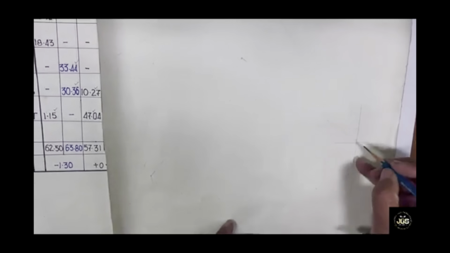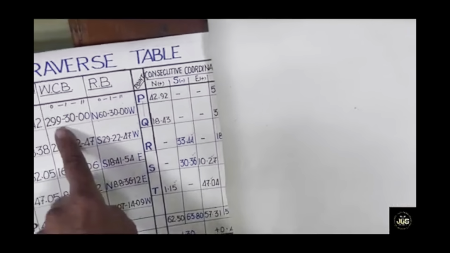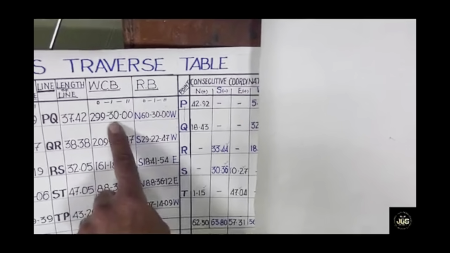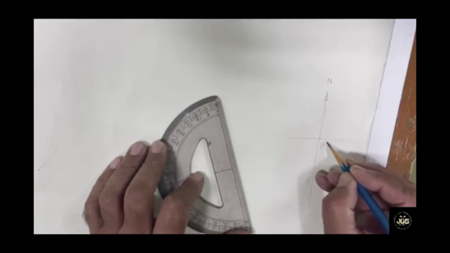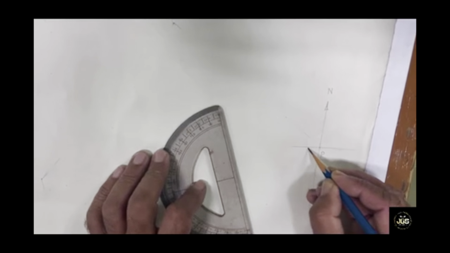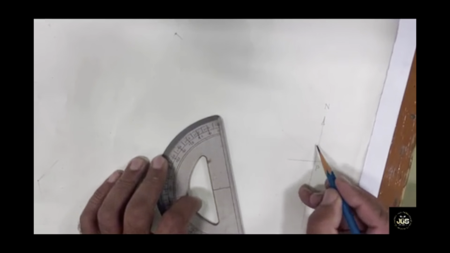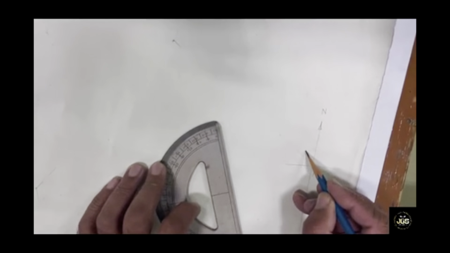Now for this plotting, this is a general observation, you take any point on the drawing sheet, mark the north line over here. Now you observed the bearing of the line, the whole circle bearing of the line PQ as 299 degrees 30 minutes. So here you mark this point P over here, okay, with the north its bearing is 299 degrees. So either you take this, this is 180 degrees, this is 270 degrees, and do the 29 degrees 30 minutes over here, or you can take this angle, this comes to be 60 degrees 30 minutes.